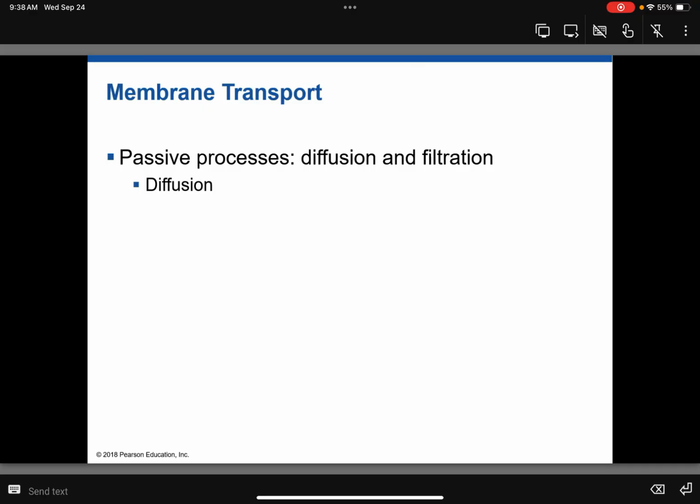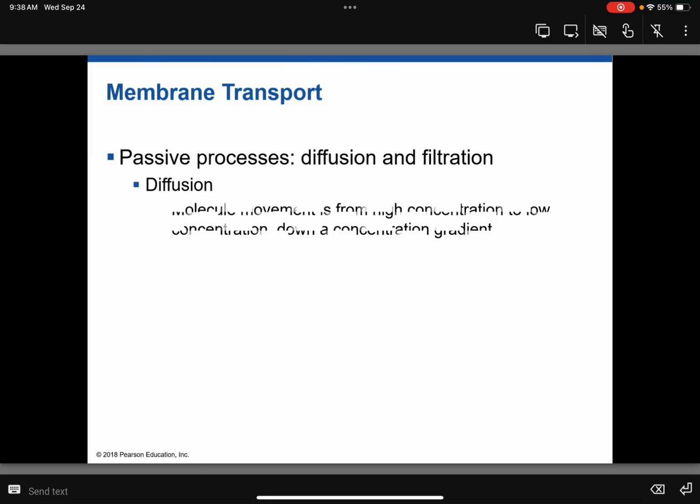All right. So now we're gonna have some notes on all those types of transport that you just saw. So, the easiest one, which is a passive process, is diffusion. Molecules will move from a high concentration to a low concentration. We say that is going down a concentration gradient. It's like if you put a ball on top of a hill and you push it, where's it gonna go? Down the hill, right?